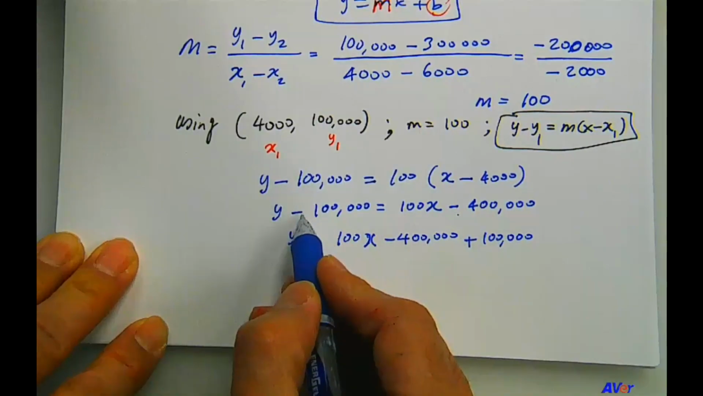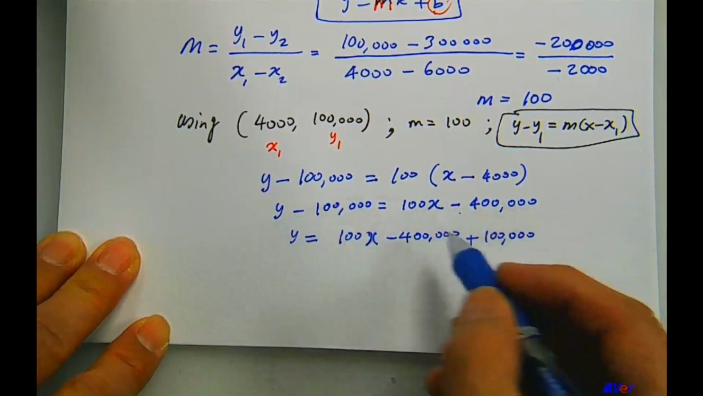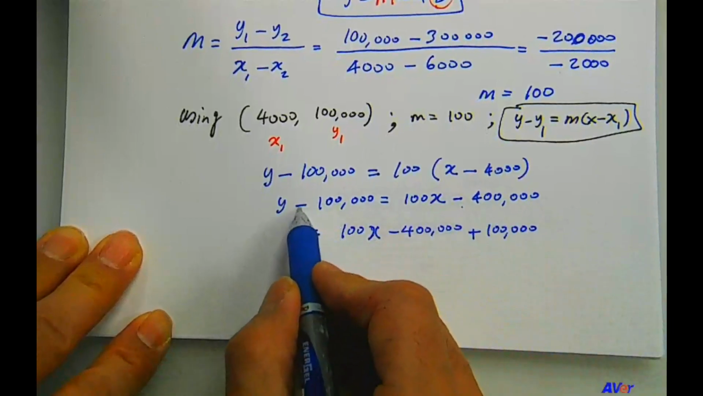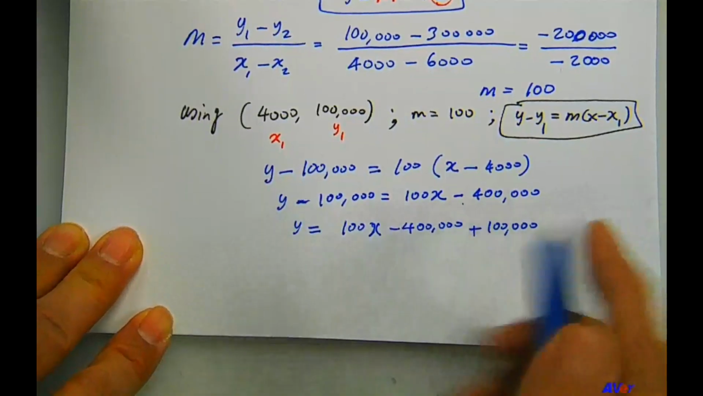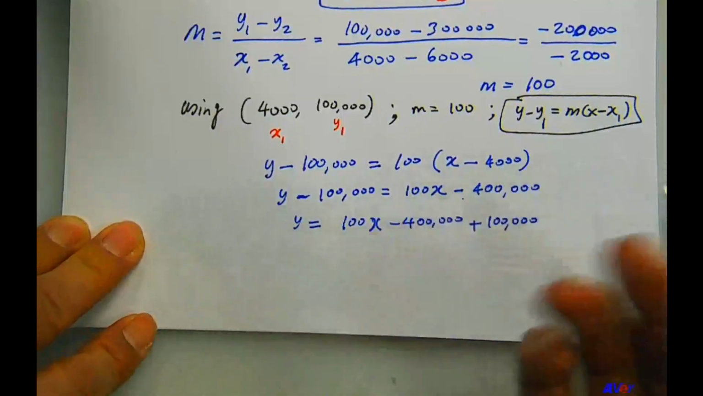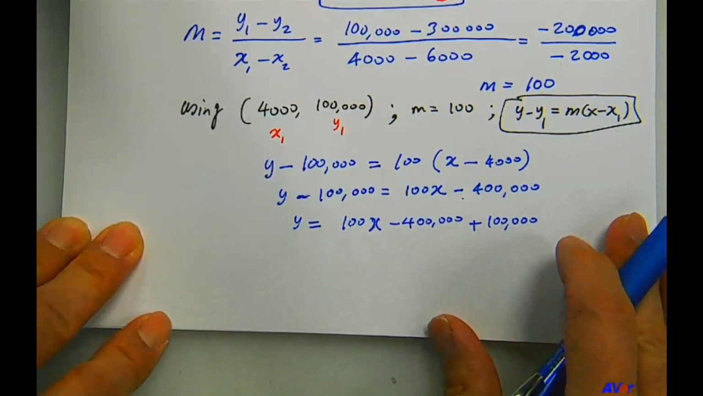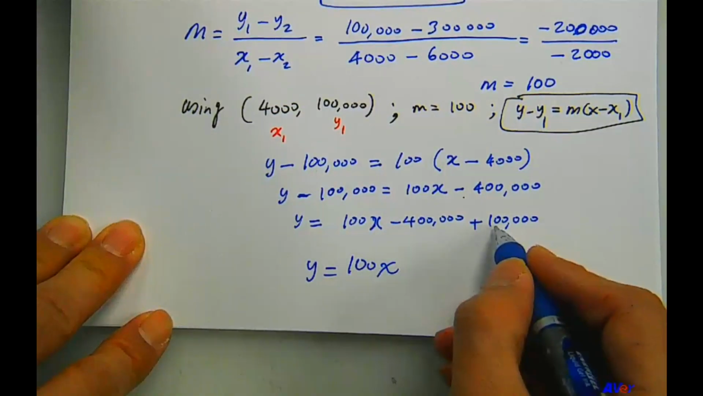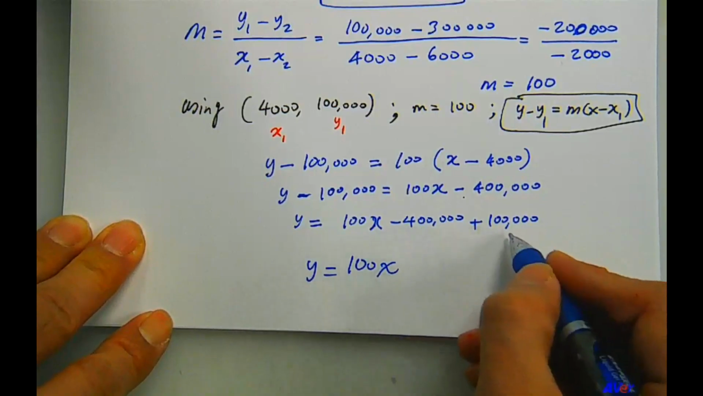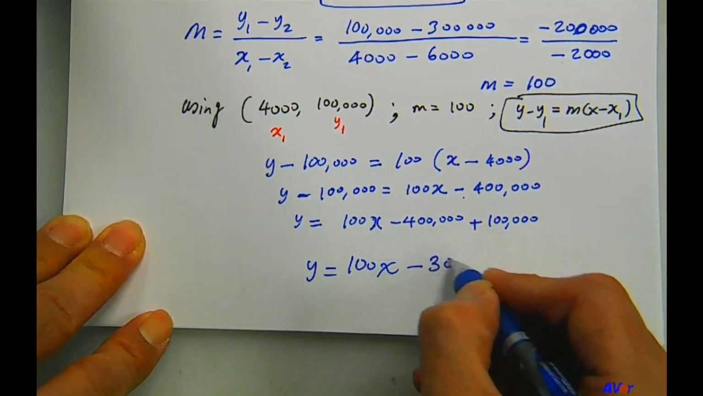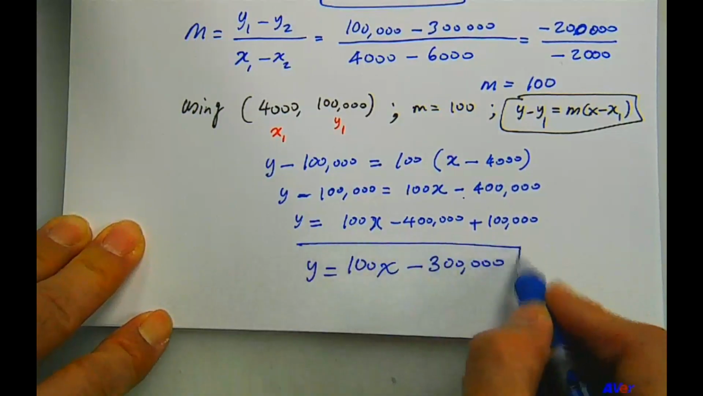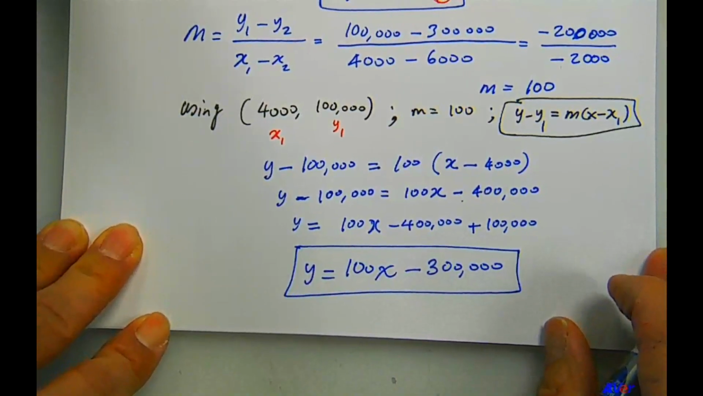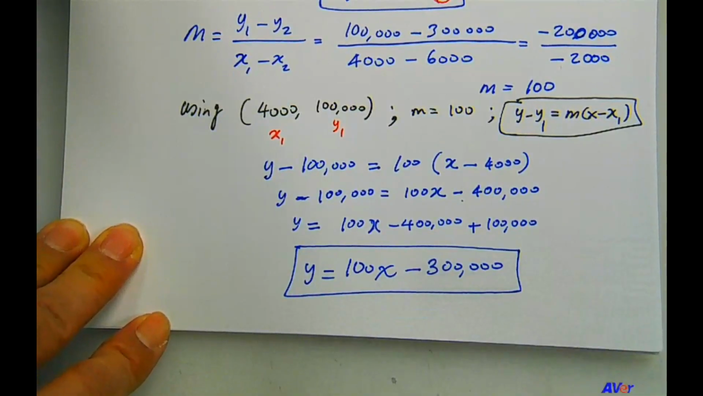Why plus? Because we're moving this negative 100,000 to the right. So when we do that, it changes algebraic sign from minus to positive. You can move anything around an equation, it'll change algebraic sign. So ultimately we have 100x minus 400,000 plus 100,000, we get minus 300,000. So here's the equation that models the relationship between the amount of money spent on ads and the boxes of cereal sold.